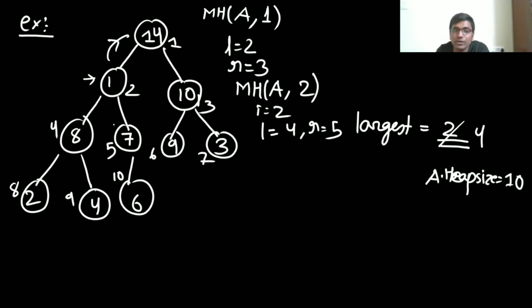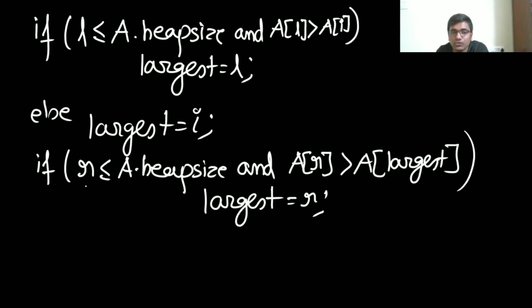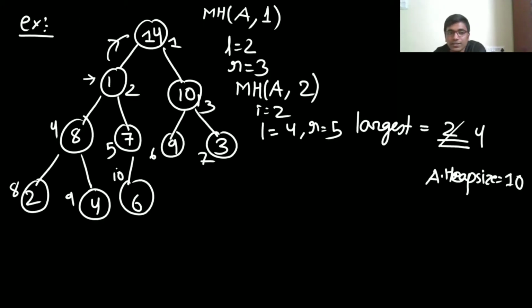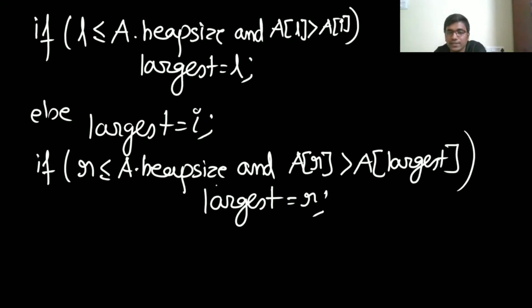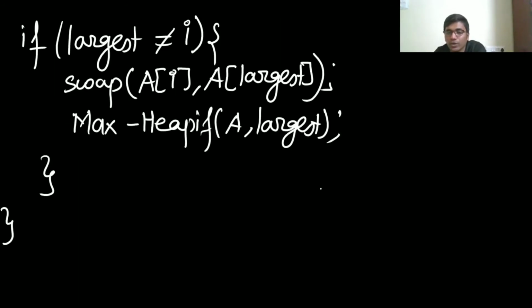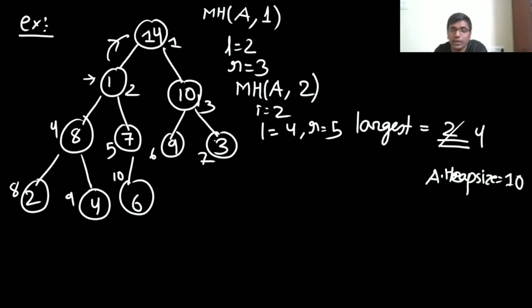Now with the largest I will compare with the index at right. So now if R is smaller than A dot heap size, yes. R is your 5. 5 is smaller than A dot heap size, which is 10. And is the A[right] element greater than the A[largest] element? A[largest] is your 8 and A[right] is your 7. No, it is not greater. So largest will be as it is. I will not go inside this body. So now I will check if largest is not equal to I. Largest is your 4 and I is your 2.